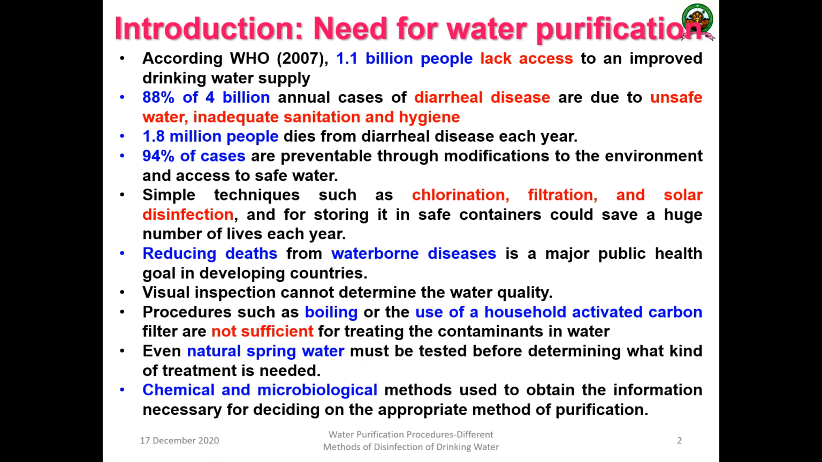We have already discussed the various types of sources of water. Then chemical and microbiological methods are used to obtain the information necessary for deciding on the appropriate method that can be used for purification. There are a lot of chemical and microbiological approaches that can be used to understand what type of deleterious impact is in the water and what is required for the purification of the drinking water.